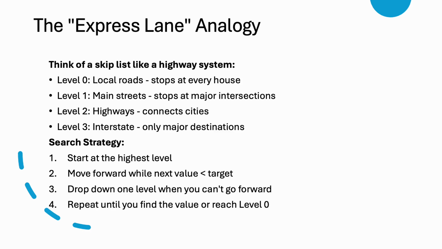Express lane on a highway. So this is what we have, an express lane analogy. To build an intuition, think of it using a highway system analogy. Level 0 is like a local road. You stop at every single house, visiting every single node.